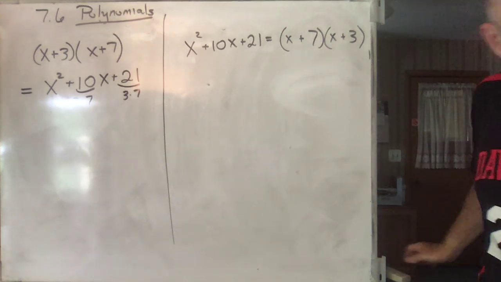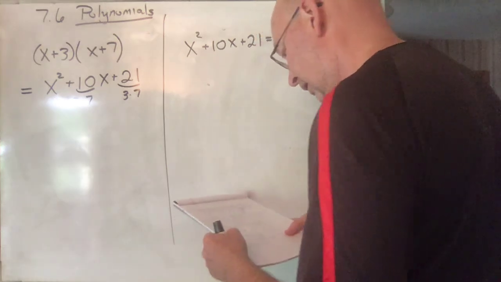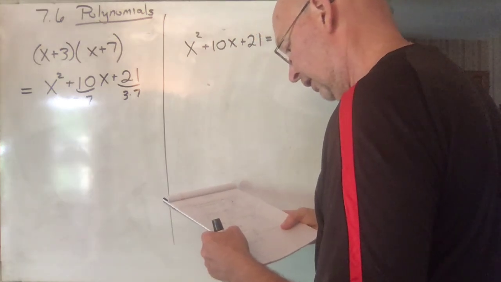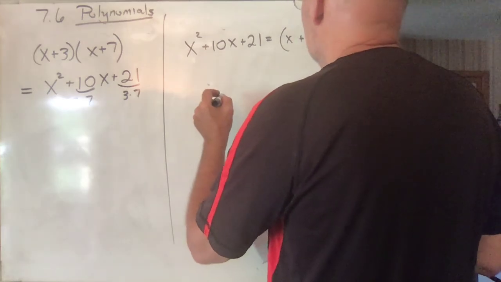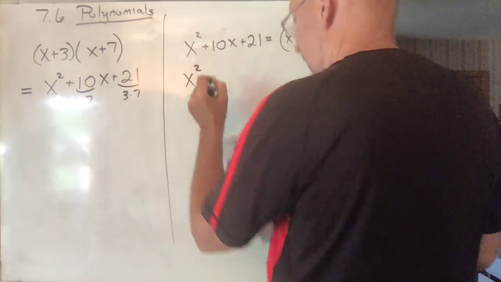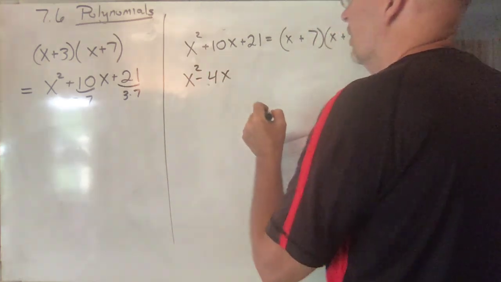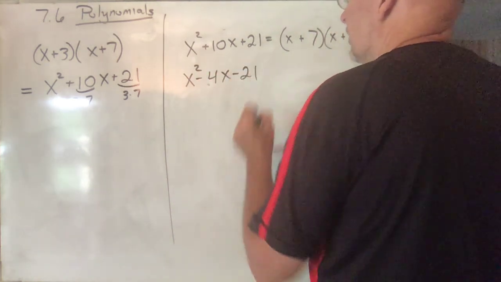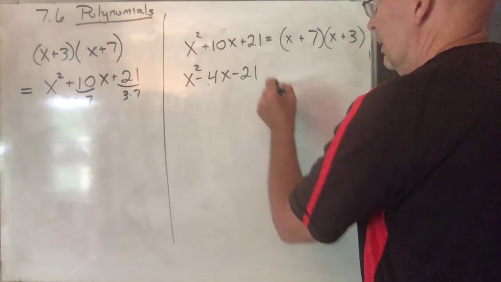Okay? Let's try one where I haven't told it to you ahead of time. See if you can figure it out. Okay, try this one. How about x squared minus 4x minus 21. Okay?